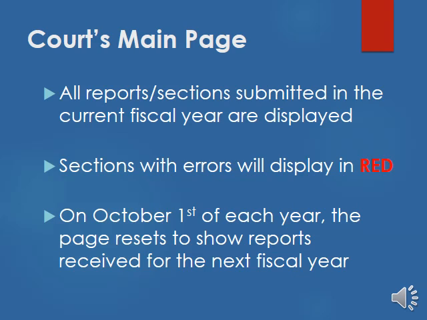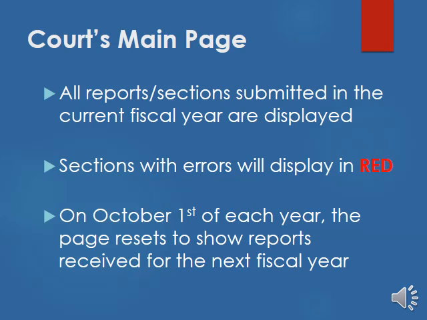On the court's main page, all of the reports for each month and each section that have been submitted for the current fiscal year will be displayed. Remember that the state fiscal year begins on September 1st and ends on August 31st. Any section that contains errors will display on that page in red.